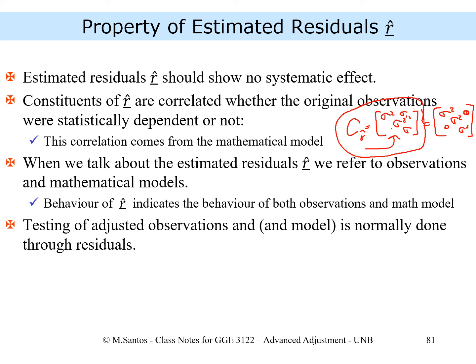When you talk about the estimated residuals, we refer to observations and mathematical models. Again, this is important. The behavior of the residuals indicates the behavior of observations and mathematical model. Testing of adjusted observations and model is normally done through residuals. So residuals are a very important quantity. They are not just something that we ignore.